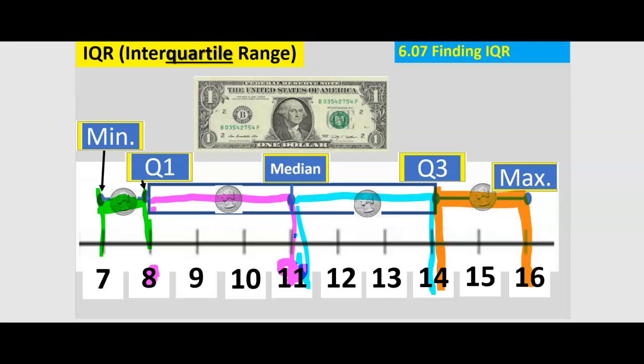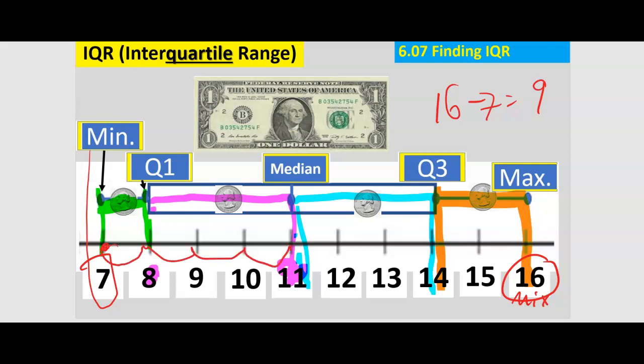So what is the range for all of this data? Well, that's going to be the max right over here, the 16, minus the min right over here, which is 7, and that gives us 9. That's the range. And if you were to count the bunny hops, the bunny starts on 7 and hops 1, 2, 3, 4, 5, 6, 7, 8, 9 times. That's the range.